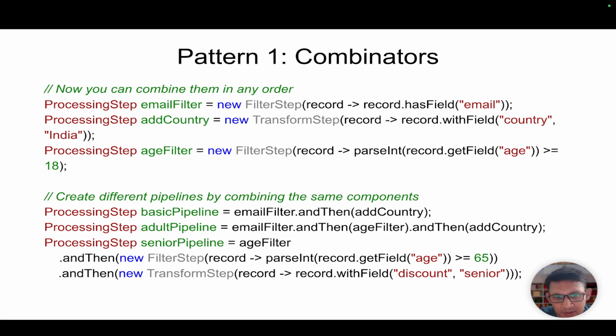The combinator pattern transforms your programming model from writing procedures that do things to building components that can be combined to do things.